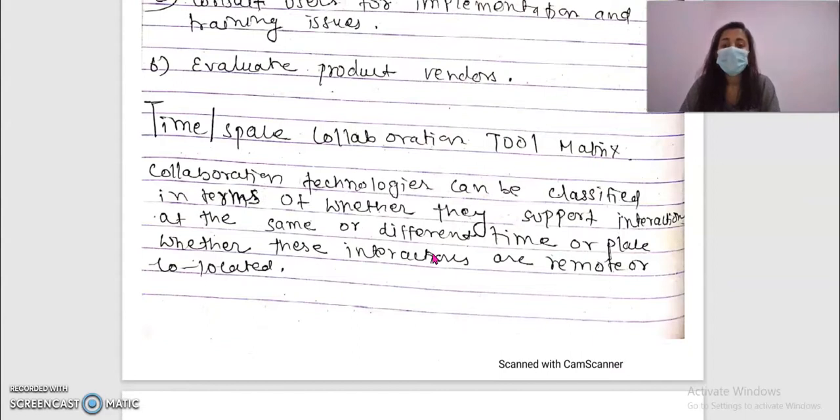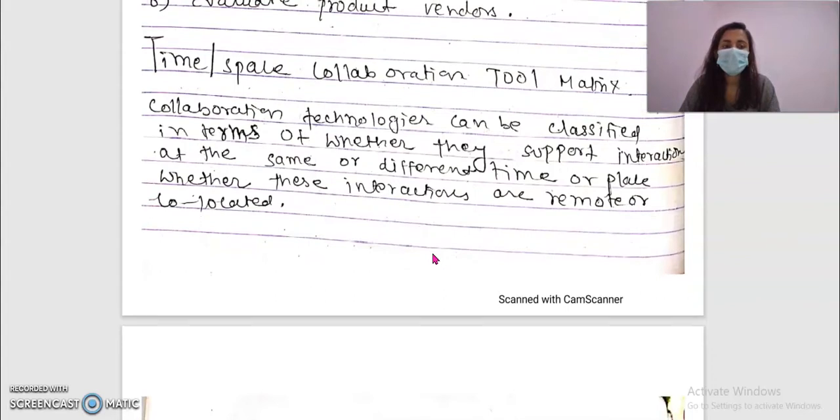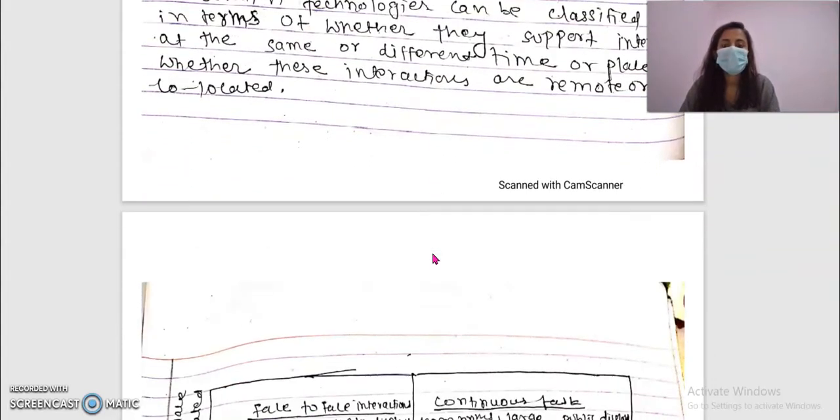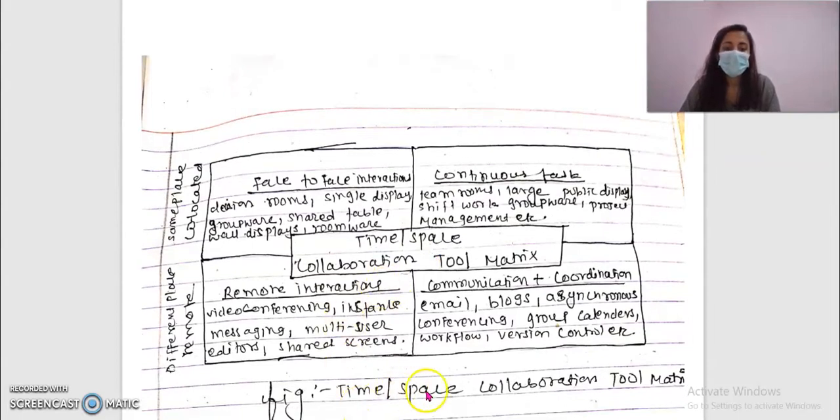So now next topic is time or space collaboration tool mix. So see this explanation yourself. This whole figure is the time or space collaboration tool mix.